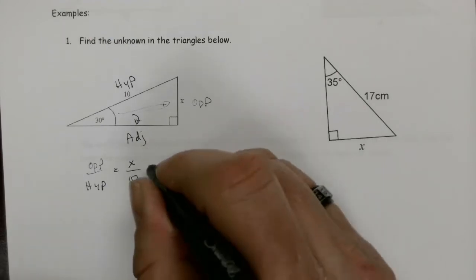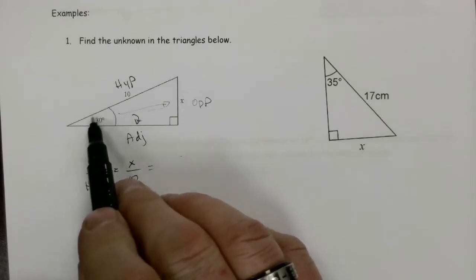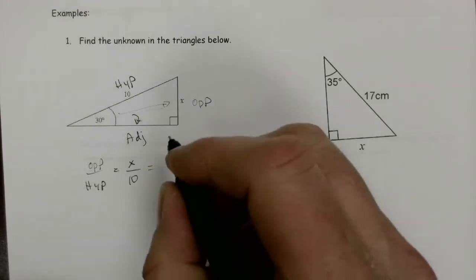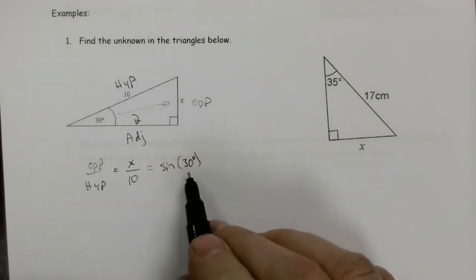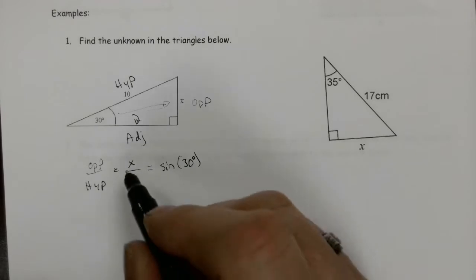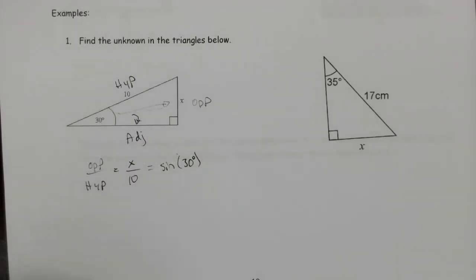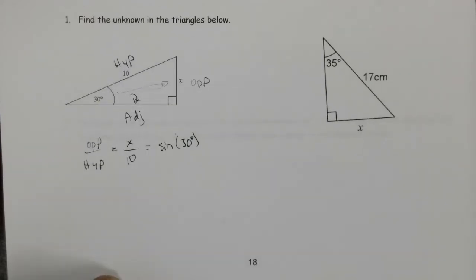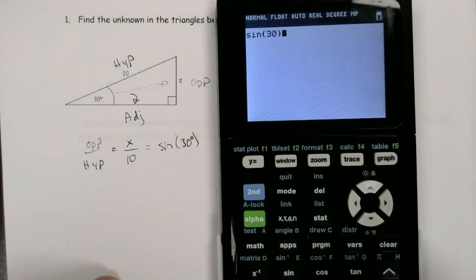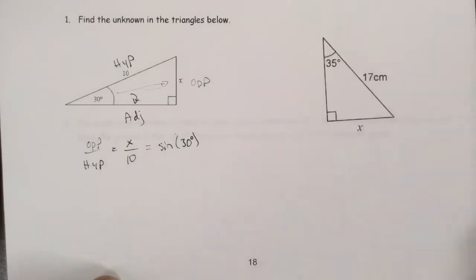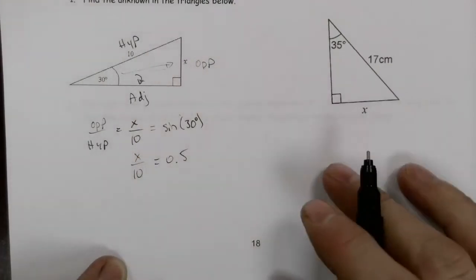Now, I don't have the complete ratio here. I don't know exactly what that's supposed to be, but I know that the calculator knows. Because if I tell the calculator that the angle is 30 degrees, the sine of 30 degrees is equal to that ratio. So I don't know what this is by looking at the triangle, but I know what it is by cheating and looking in the calculator here. So now I'm going to enter the sine of 30 degrees, and the calculator tells me that it's 0.5. So x over 10 is equal to 0.5.